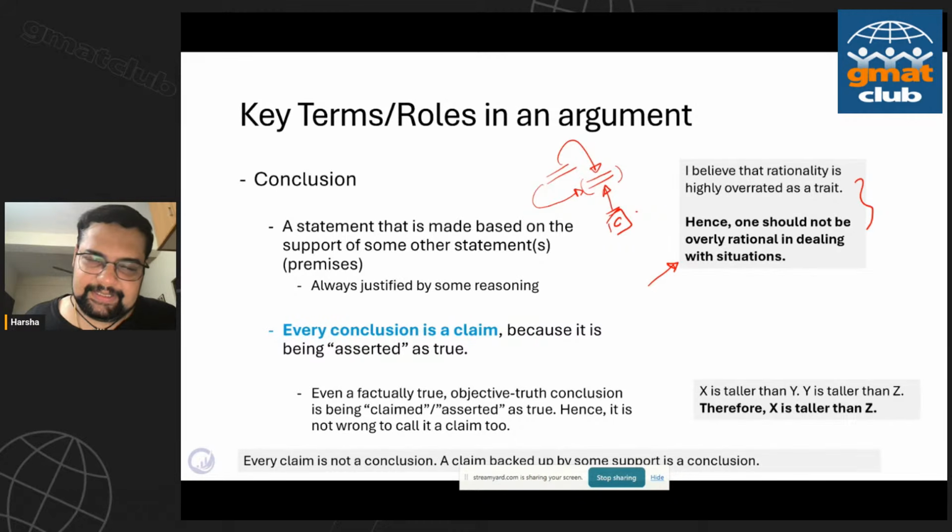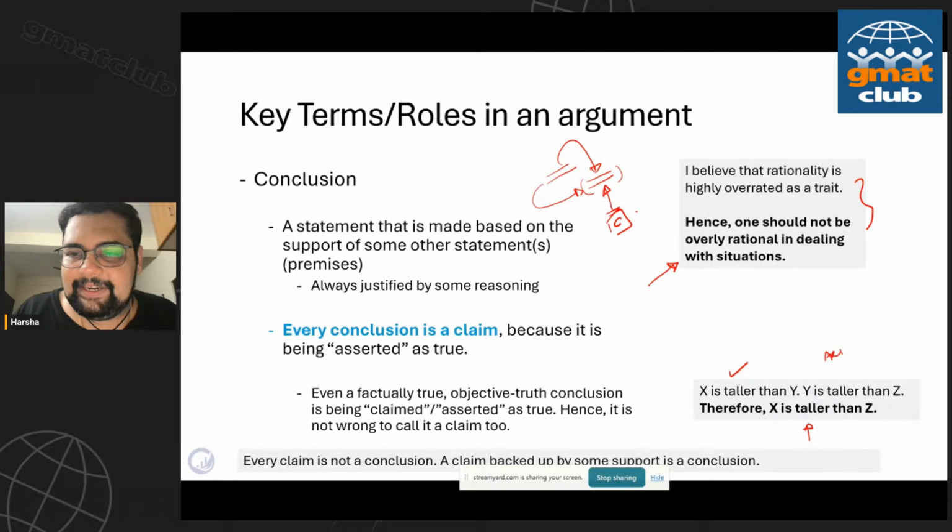The reason for that is, irrespective of how good or bad the argument is, when I'm making a conclusion based on some logic, based on some reasoning, I'm asserting that this particular statement is true. I'm making the claim that this is true, right? Now, you'll be surprised if I gave you an argument like this: X is taller than Y. These kinds of arguments you don't see on the GMAT, but I'm just illustrating a point here. If I give you an argument which says X is taller than Y is taller than Z, therefore X is taller than Z, right?